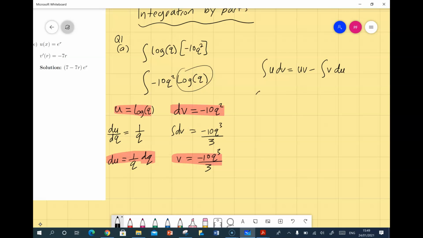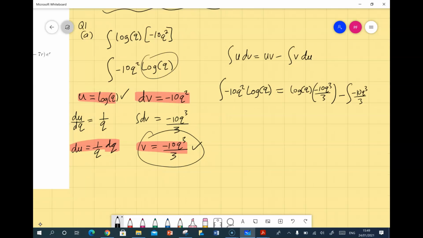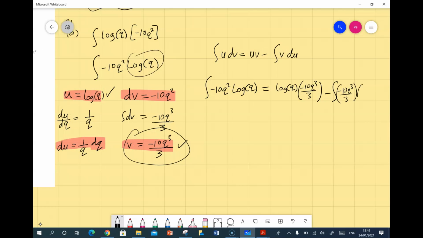Our u dv is what they want us to integrate. That's minus 10q squared times the log of q. That must be equal to u times v, which is, there's my u, log q, and my v, minus 10q cubed over 3. So log of q by minus 10q cubed over 3. And then finally minus the integral of v du. V is minus 10q cubed over 3. And my brain stopped working. Du, which is 1 over q.